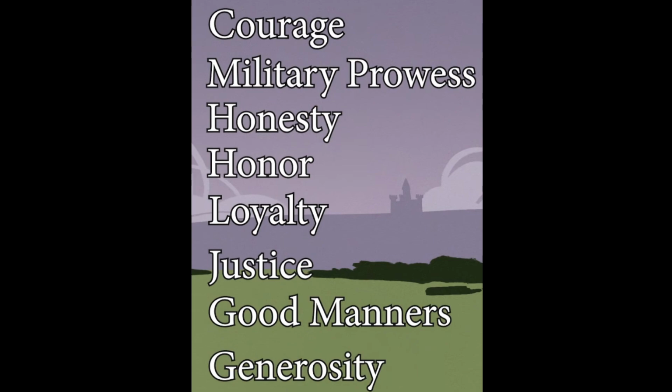Now, I do have a list here of essentially common practices or common themes of the Code of Chivalry, which is courage, military prowess, honesty, honor, loyalty, justice, good manners, and generosity. And these are just kind of hallmarks, if you will, of what the Code of Chivalry is. But once again, there's still nothing that's really standard, because with loyalty, a part of the Code of Chivalry outlines loyalty to your family, but you also need to have loyalty to the king. So things get a little bit murky on that end.